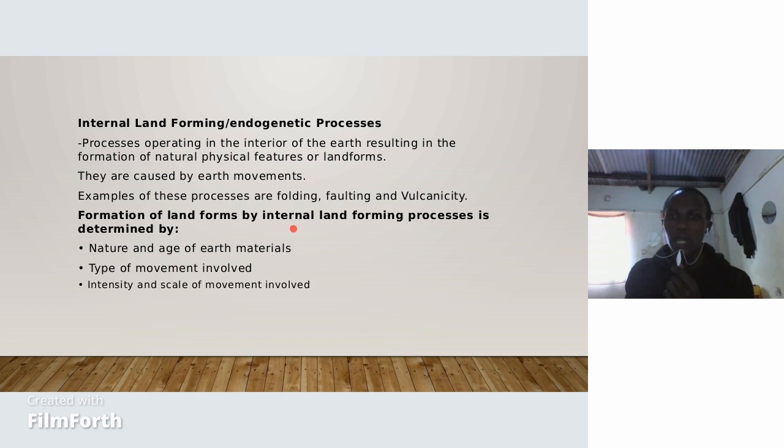Formation of landforms by internal landforming processes is determined by the nature of the earth materials, the type of movement involved, and the intensity and scale of movement involved.